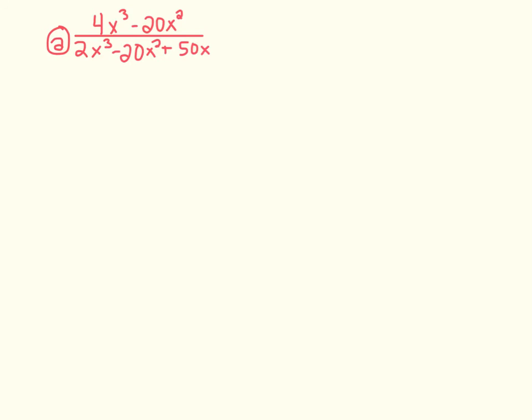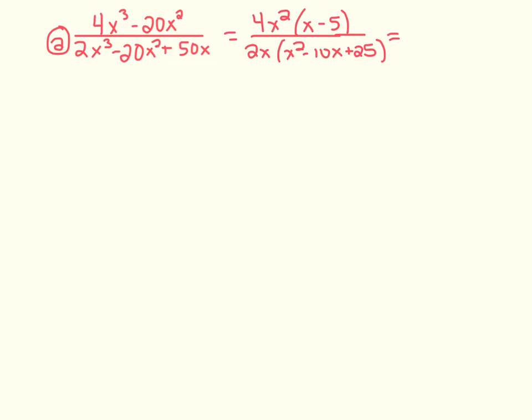Okay, so let's do this. Let's start off with our numerator. All right, so it looks like we could factor out a greatest common factor. We could pull out a 4x squared, and when we do, that's going to leave us with x minus 5. So that's really all we can do in the numerator. Okay, in the denominator, we could first pull out a greatest common factor of 2x, and once we do, it looks like it's going to leave us with x squared minus 10x plus 25. Okay, we can definitely factor that further.